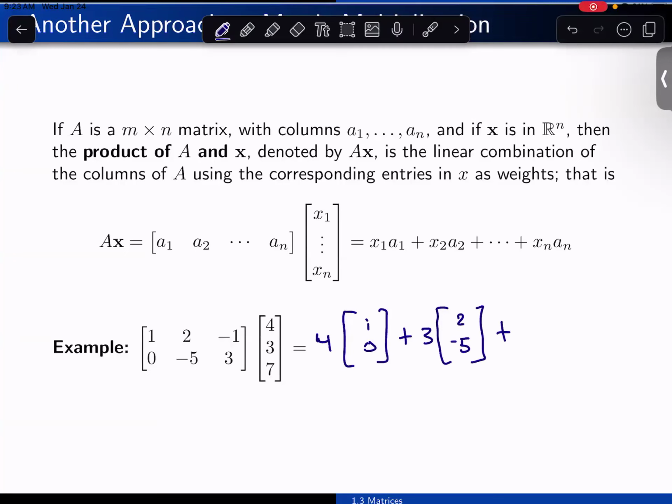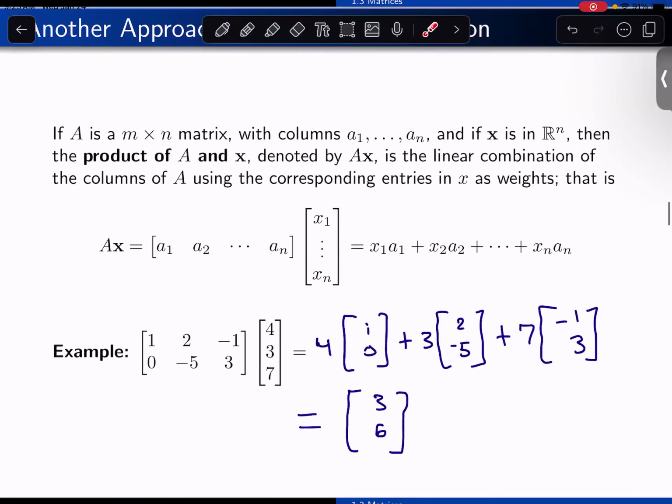And then x3 is equal to 7. And then this third column is equal to minus 1, 3. And so if you consider the linear combination of these vectors, you would end up getting the exact same answer we had before. So it's going to end up being equal to 3, 6. So there are different approaches to matrix multiplication, but they give you the same result at the end of the day. And so all it was doing in this matrix multiplication was using this interpretation of writing matrix multiplication as a linear combination of column vectors.